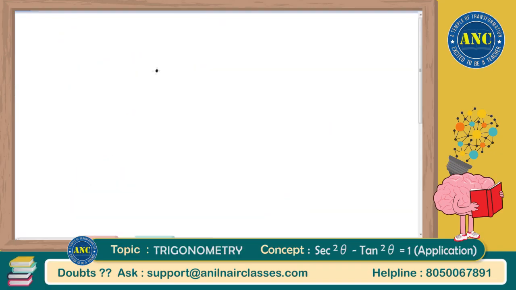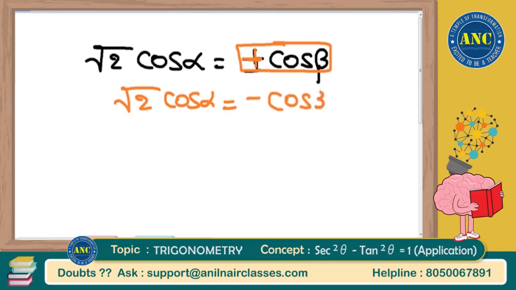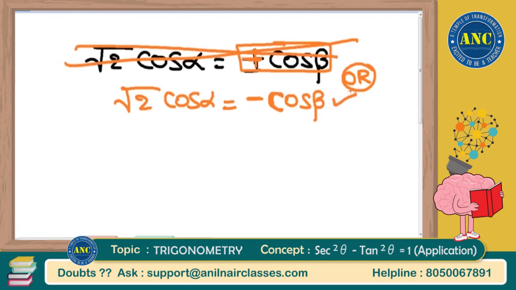Which one are you asking, Ashutosh? I wrote here root 2 cos alpha is equal to plus or minus cos beta. Is this what you are asking? That means it is either plus cos beta, Ashutosh, or root 2 cos alpha can be minus cos beta. But it should be minus cos beta only. Why? Because beta lies between 90 and 180 degrees, which is the second quadrant. In the second quadrant, cos is negative. So out of these two possibilities, ignore the first condition. Take the second condition.